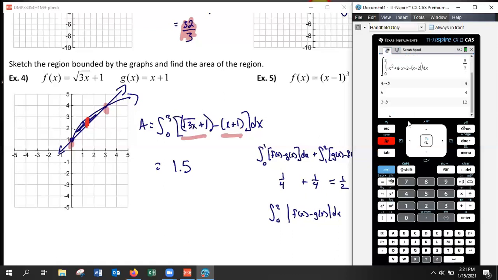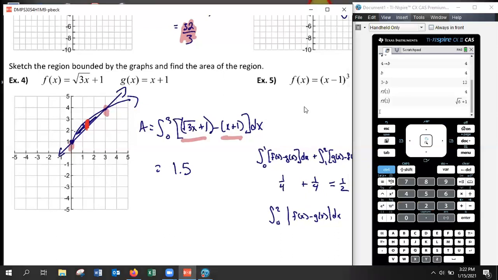So what if I say f1 of 3, which is one of the points that I used, should give me 4 because it's using that function. So f1 of, let's say 2, square root of 6 plus 1, which makes sense. But anyway, going back to the problems. On example number 5, f of x is x minus 1 cubed.